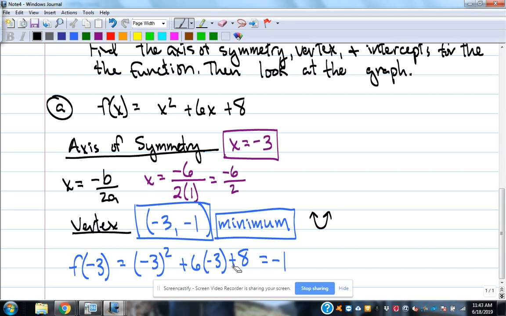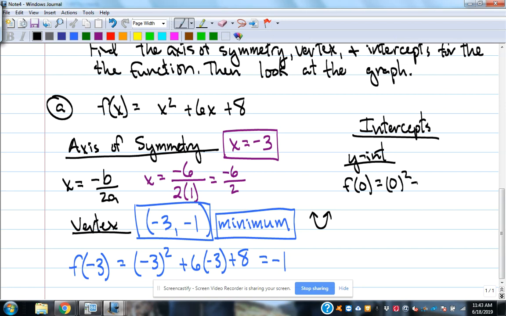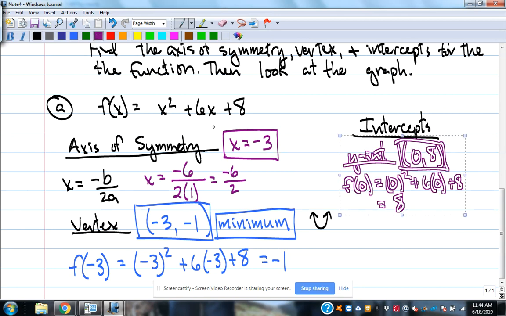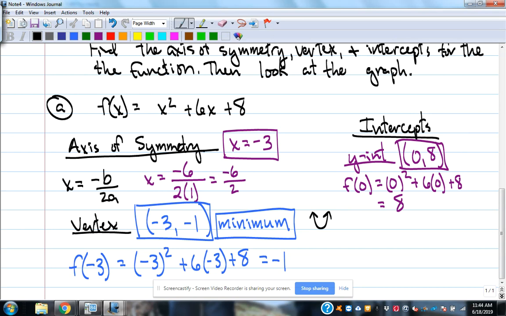Okay. The next thing that I want to find are my intercepts. Let's find the y-intercept first. It's the easiest one to find. The y-intercept, we plug a 0 in for x. So it's 0 squared plus 6 times 0 plus 8. What's 8? So my y-intercept is at 0, 8. So I plug a 0 in for x, gets you the y-intercept. No matter what form the problem is in, plug a 0 in for x, you get the y-intercept. Okay.